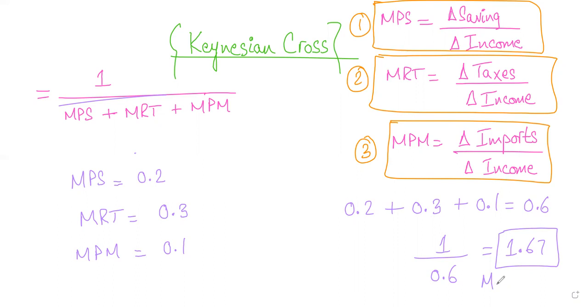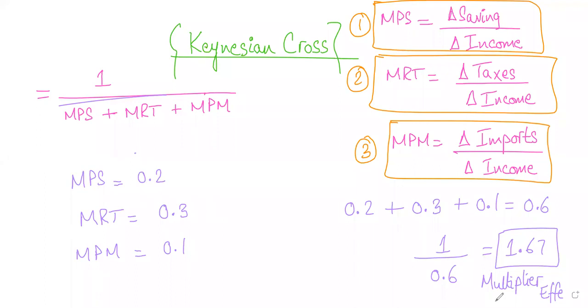So if the multiplier effect is 1.67, then what it actually shows is that for every $1 invested in the economy, or for every $1 increase in injections in the economy, there will be a $1.67 increase in the GDP of the country. How many of you are getting this?